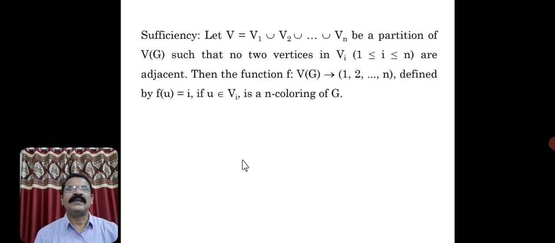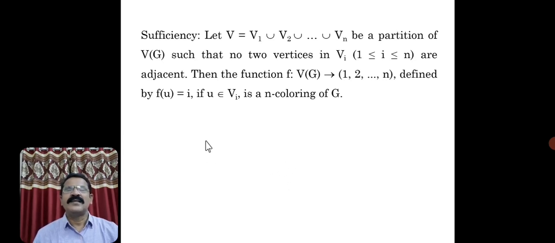Now the sufficiency. If we consider the vertex set V as the union of the subsets V1, V2 and so on and so forth Vn, or you can say these are the partitions of V(G), such that no two vertices in Vi are adjacent, then the function f from the vertex set of G to 1, 2, 3 and so on and so forth n, or you can say the positive integers, defined by f of u equal to i if u belongs to Vi, is an n coloring of G. So this is the sufficiency.